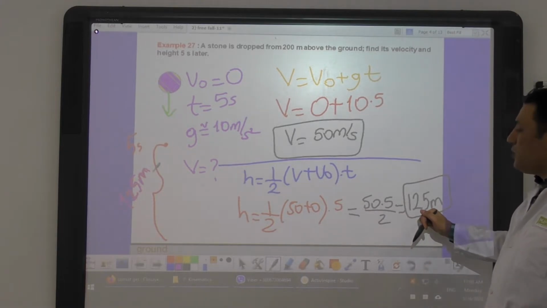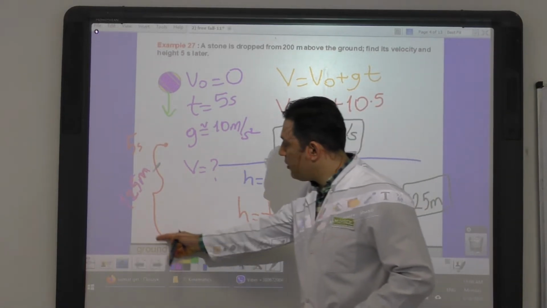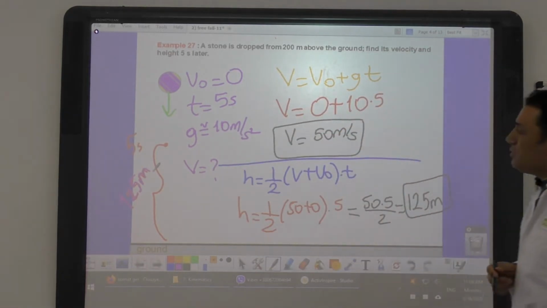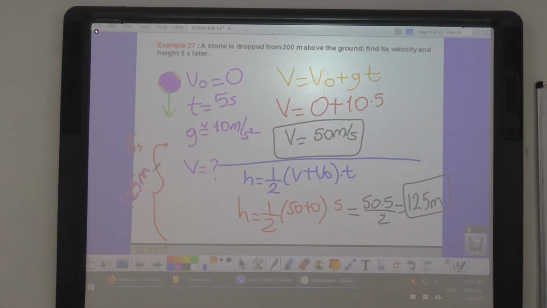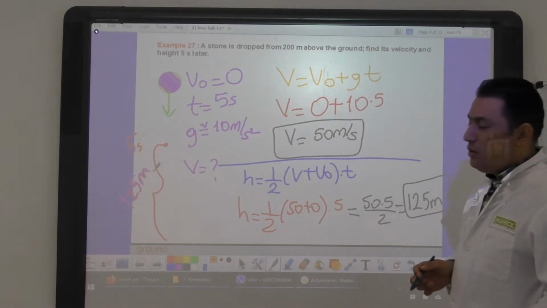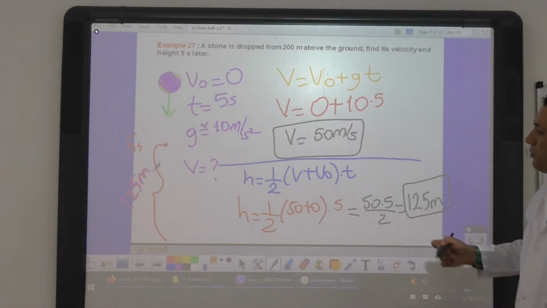Because we are going to be measuring the height of an object from the ground level, the object has actually been moved 75 meters in the air. That's it for this problem.